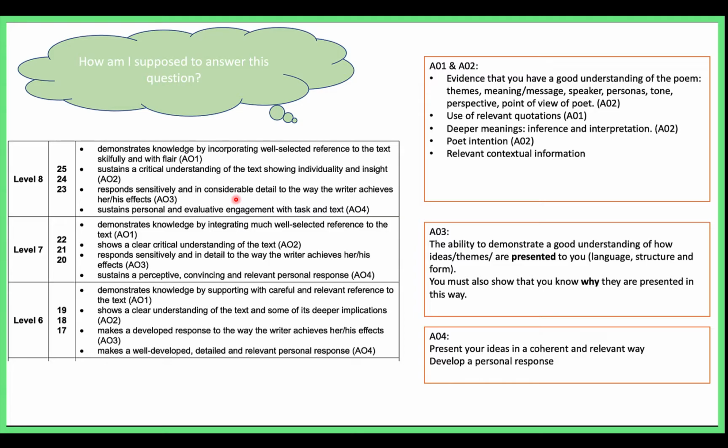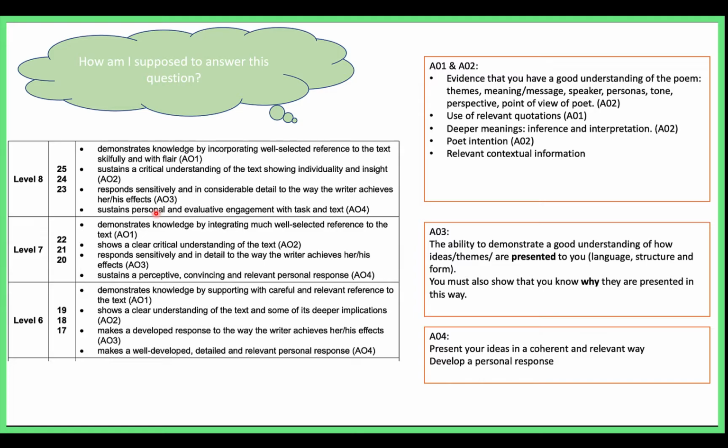A writer is not always going to just think about one element of language or structure. Everything works together, and you really want to show how enjambment can support a metaphor or caesura can highlight personification. We want to talk about how all of these things work together, and you need to show that you understand that. And again, this word sustain. For the top level here, every single paragraph or every single section of your essay should be developed in the same way and to the same level. It sustains personal and evaluative engagement with the task and the text.